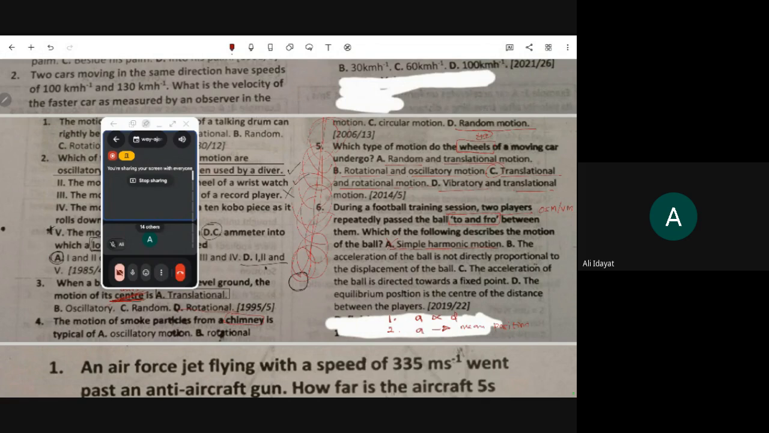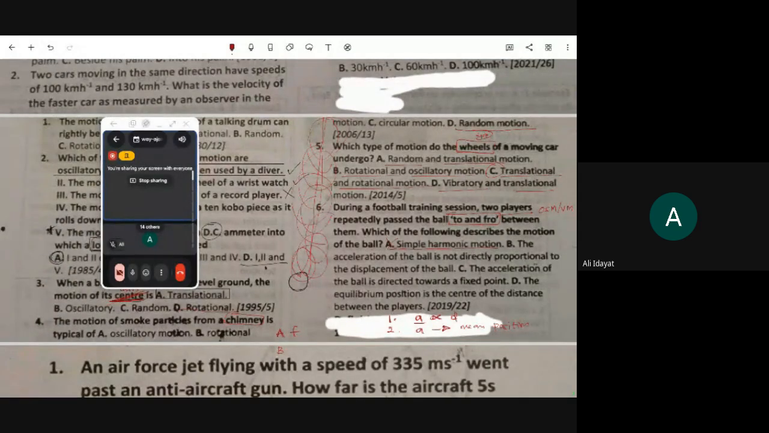Now, if the ball is kicked by a player, someone kicks that ball. Player A and player B: player A can use more force compared to player B. So can we predict that the acceleration is directly proportional to the displacement? We can't predict that. The acceleration is not proportional to displacement. We can't conclude and say that. Do you understand? So that's out of it.